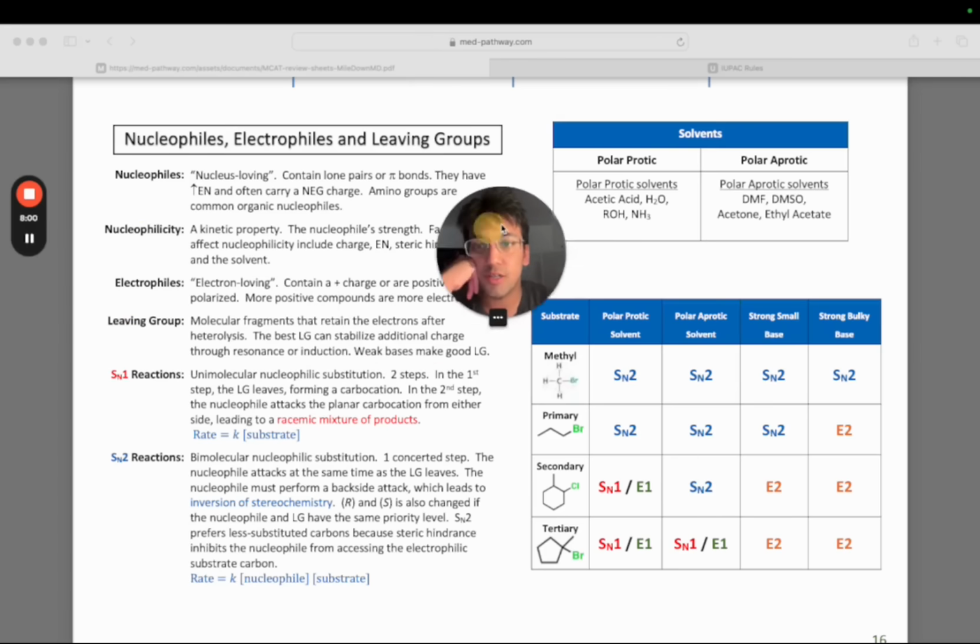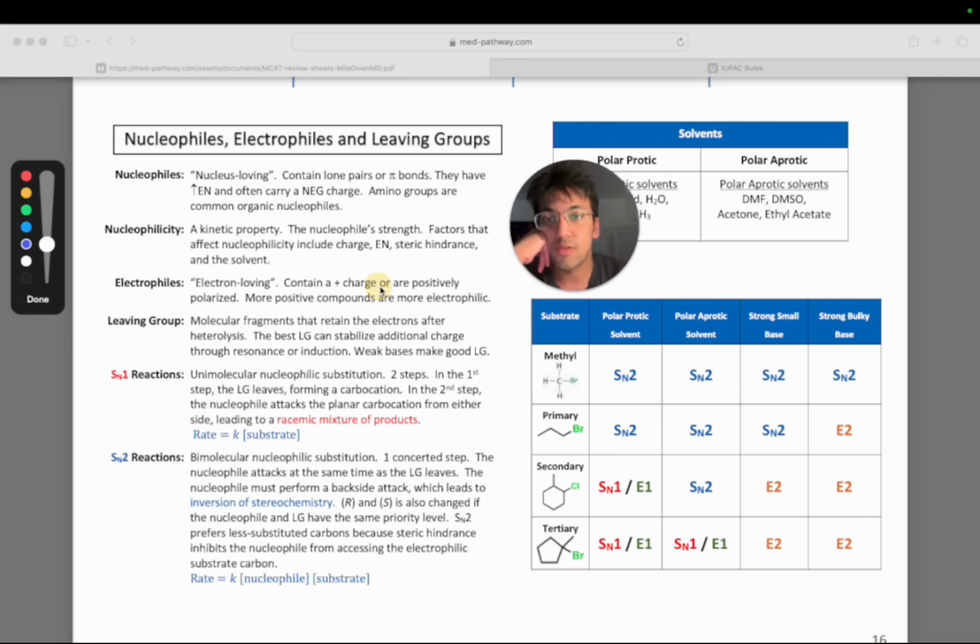Now we have electrophiles. Electrophiles are electron loving, and they contain a positive charge or they're positively polarized. And there are more positive compounds. So the compound that's more positively charged is going to be more electrophilic. Why is this? Because if it has a positive charge, what does it want? It wants a negative charge. What are electrons? Negatively charged. So that's why more positively charged things are going to be more electrophilic. They're going to want electrons more.